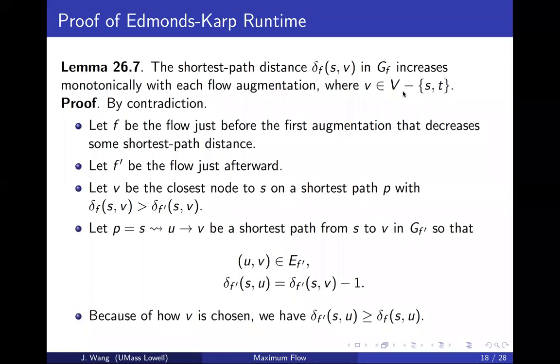In this video, we are going to prove why Edmonds Karp's algorithm runs in time big O of V times E squared. Recall that Edmonds Karp's algorithm always finds the shortest augmenting path from a residual network. So there may be more than one path on the residual network. Edmonds Karp always finds the shortest one.